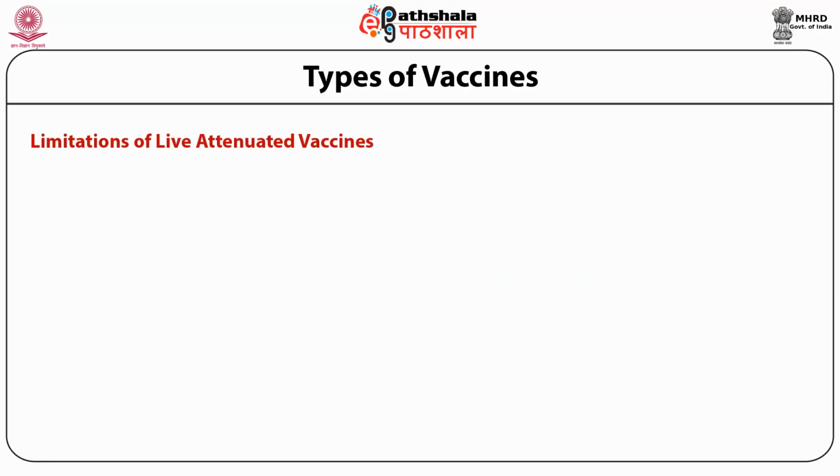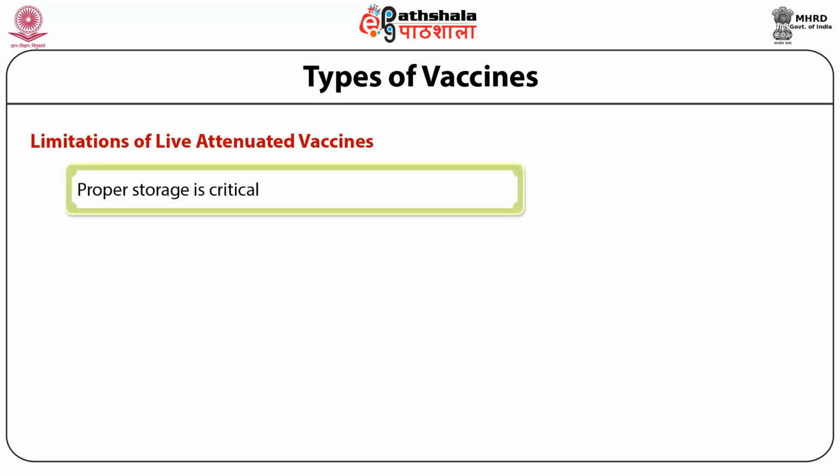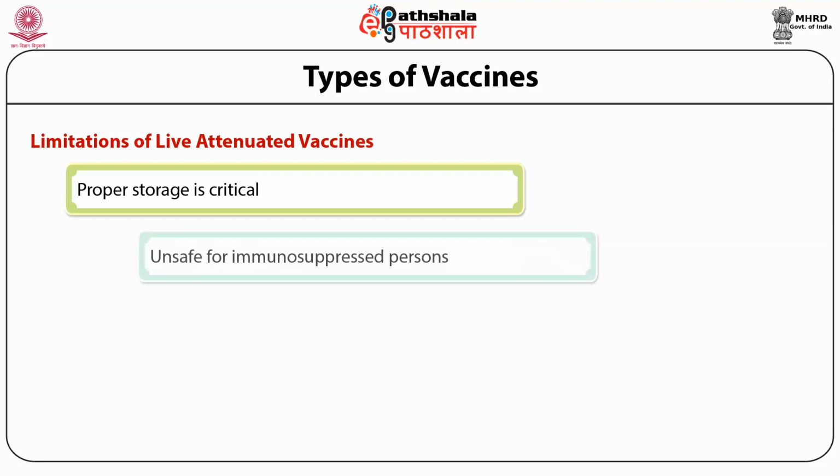Limitations of live attenuated vaccines are that you need to have proper storage, because these vaccines are effective only when the microorganism is able to replicate and produce the immune response. So any harsh conditions might inactivate the microorganism, making the vaccines ineffective. Because of the very strong immune response they generate, live attenuated vaccines are unsafe for immunosuppressed persons like those having leukemia or HIV, as well as for pregnant women.